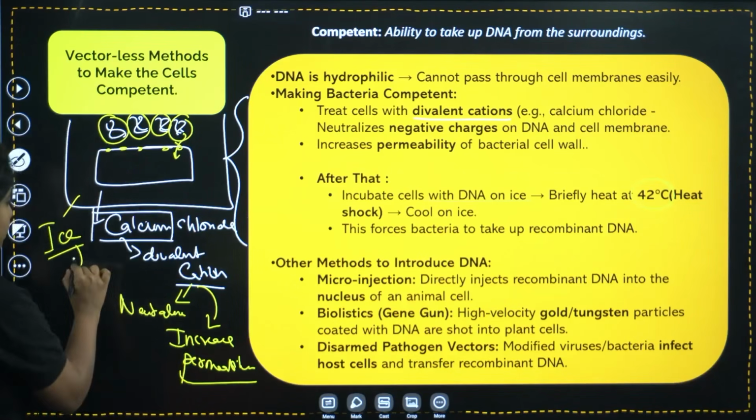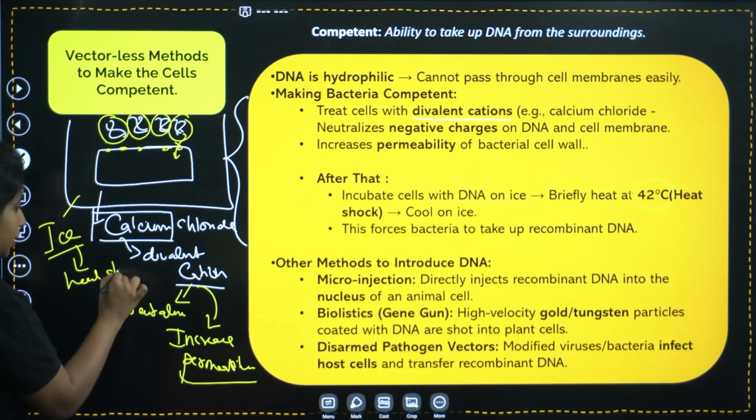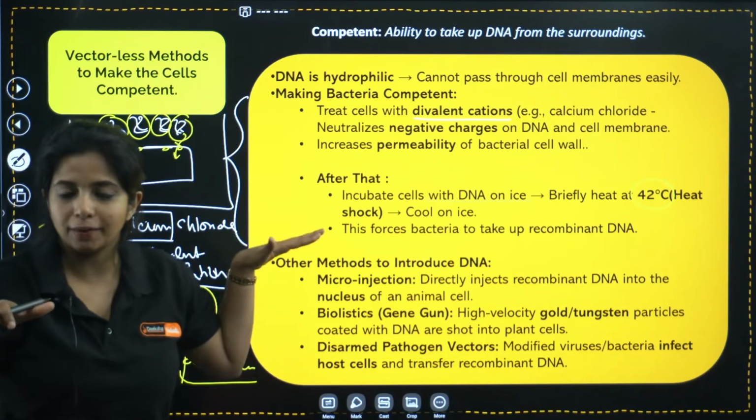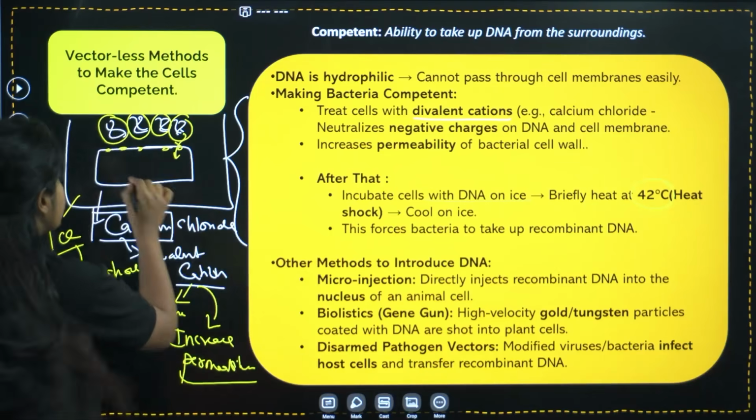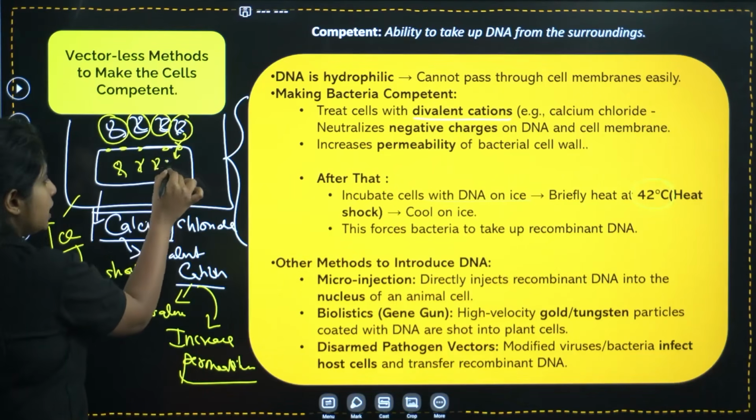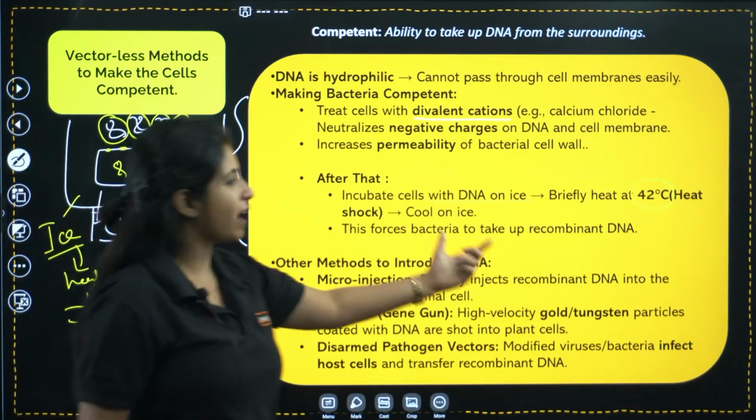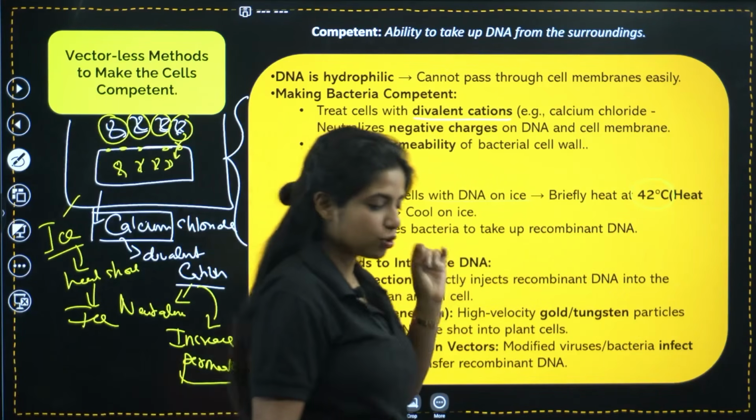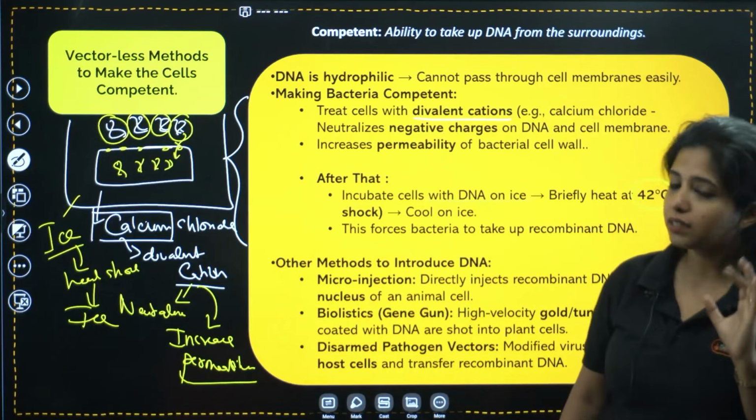Again, after ice, you put heat shock. You put it in heat shock. Then again, you put it in the ice. So everything is sealed back again. Everything is going to be sealed back, and by this time the DNA is going to be inside. So this forces the bacteria to take up the recombinant DNA. This is one such method that we have.